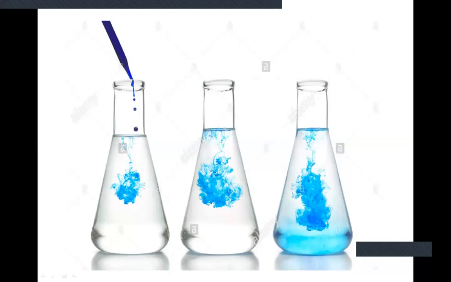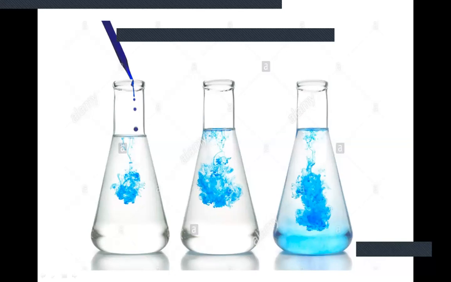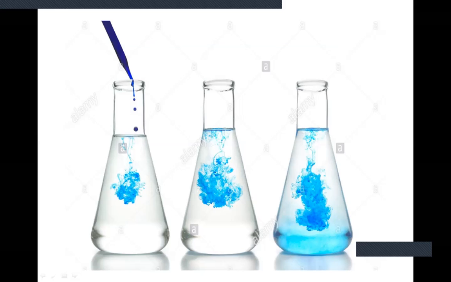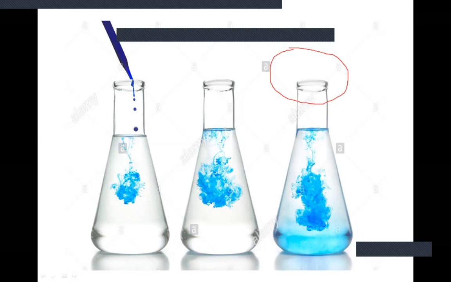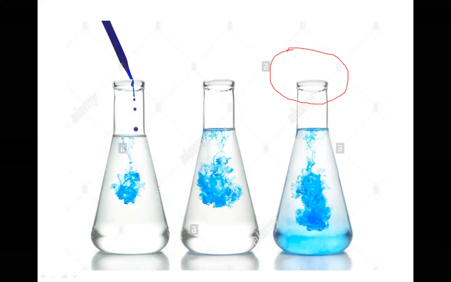Wait, I'll just show you. Imagine this is a cell, and this is carbon dioxide. I'll just thicken the border. This is like two carbon dioxide inside, and outside your carbon dioxide is very less. What happens? Where is carbon dioxide more? Inside the cell. So what happens?